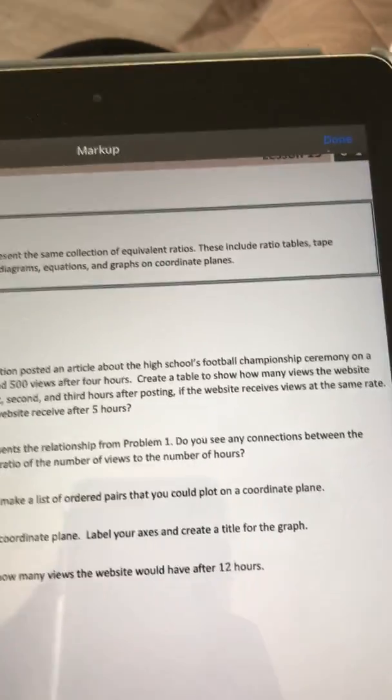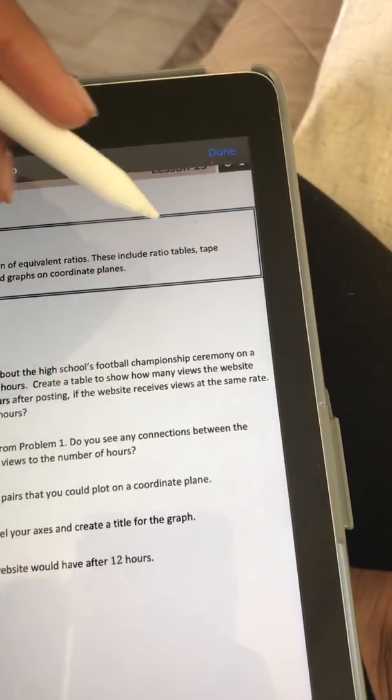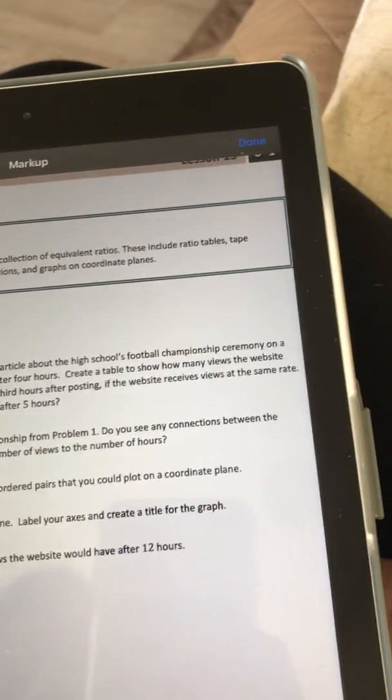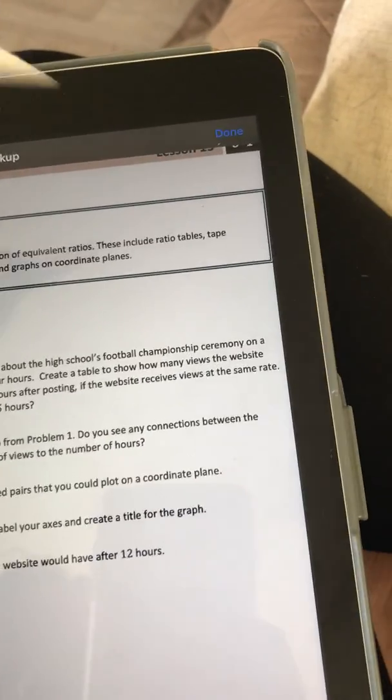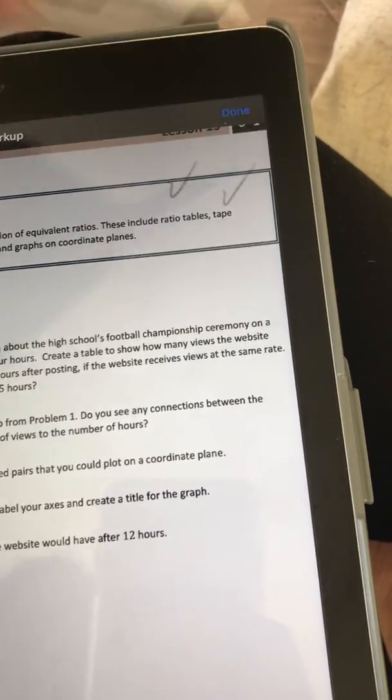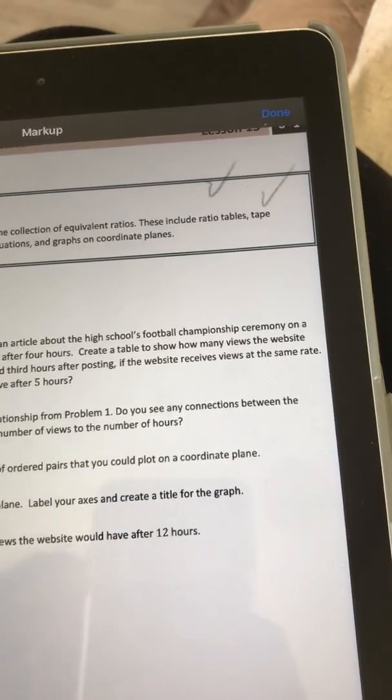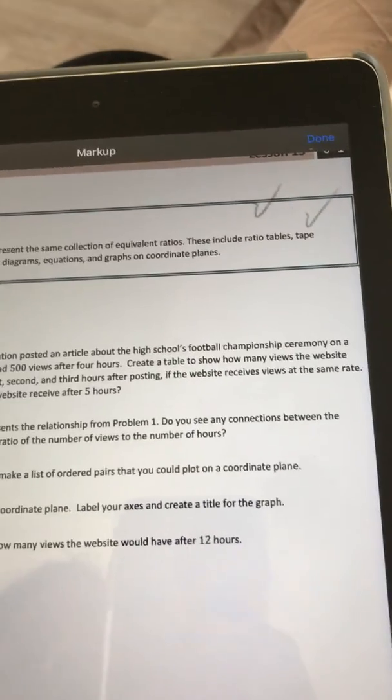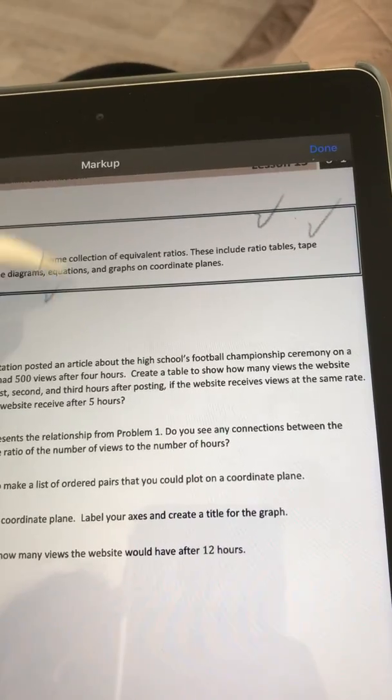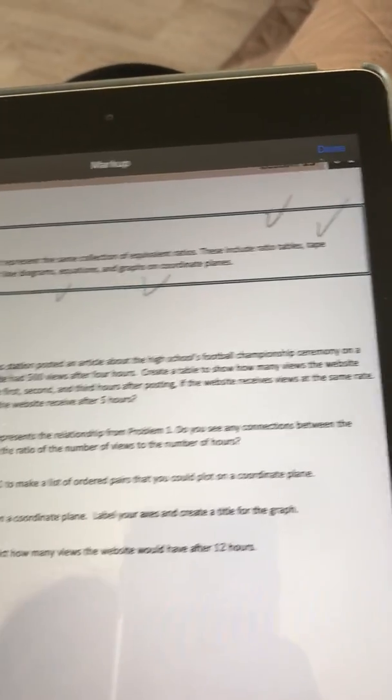These include ratio tables. All right, we talked about that. Tape diagrams, we talked about that. Double number line, we talked about that. Equations, we talked about that. And graphs on the coordinate grid.